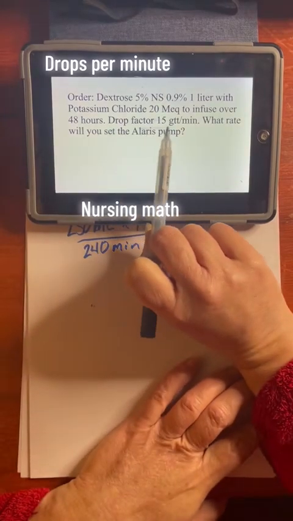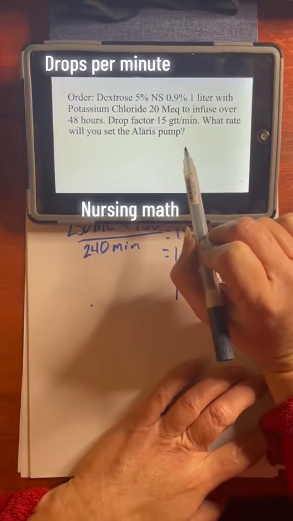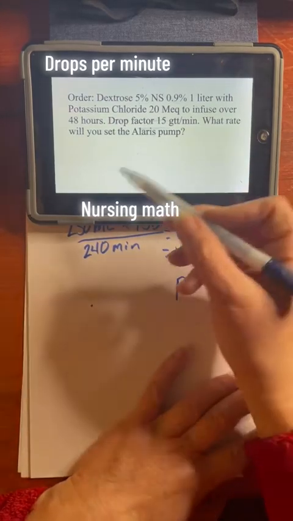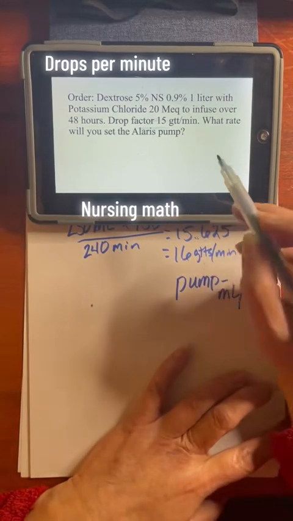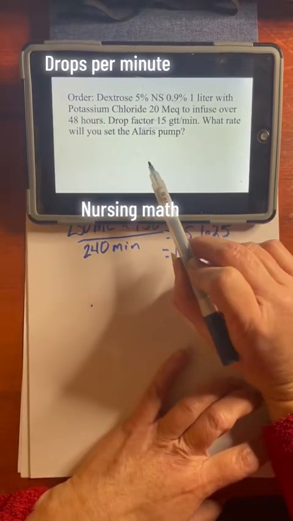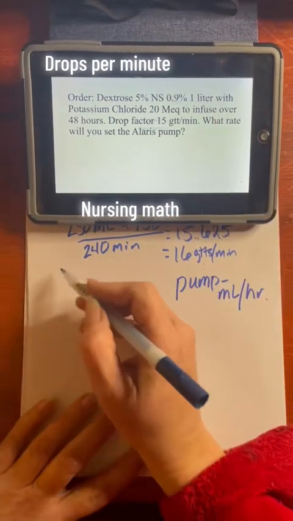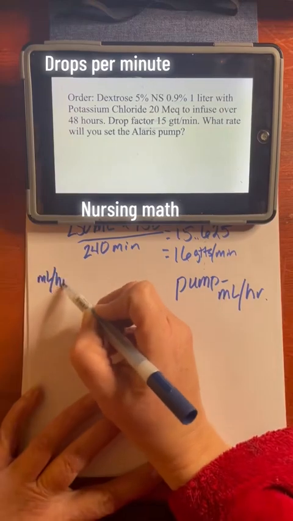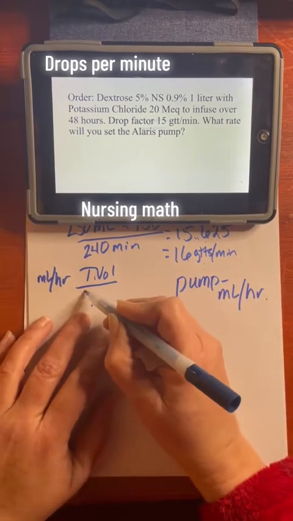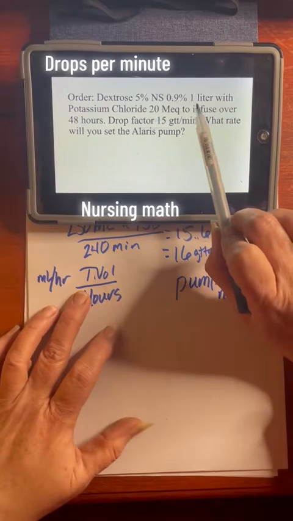So look, the 15 drop factor is a distractor, because your job is to answer the question that they're asking you. Even on other tests besides dosage calc, they may tell you all kind of stuff up there, but you're answering the question they're asking you. So we're doing milliliters per hour. It is the total volume divided by the time in hours. So what's our total volume? 1 liter.